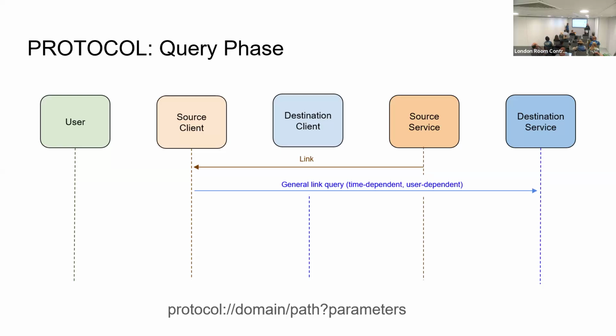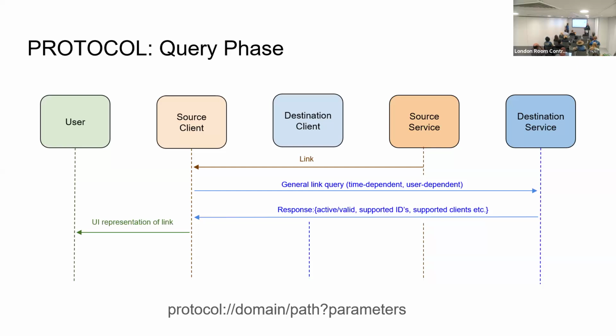So when you see the link, the source client asks the destination service, the service that the link points to. And it knows which service to look at because it knows the protocol. It says, is this a valid link? Is this something that this user can follow? And the destination service sends a response saying, yes, probably. Here's what I support, here are the systems I support, here's how long this link is going to be valid for.